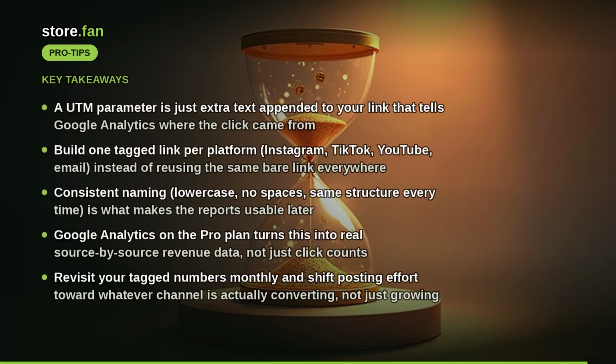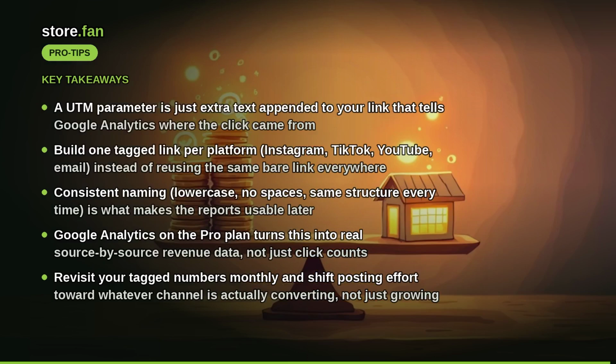Key takeaways. A UTM parameter is just extra text appended to your link that tells Google Analytics where the click came from. Build one tagged link per platform: Instagram, TikTok, YouTube, email, instead of reusing the same bare link everywhere. Consistent naming, lowercase, no spaces, same structure every time, is what makes the reports usable later. Google Analytics on the Pro plan turns this into real source-by-source revenue data, not just click counts. Revisit your tag numbers monthly and shift posting effort toward whatever channel is actually converting, not just growing.